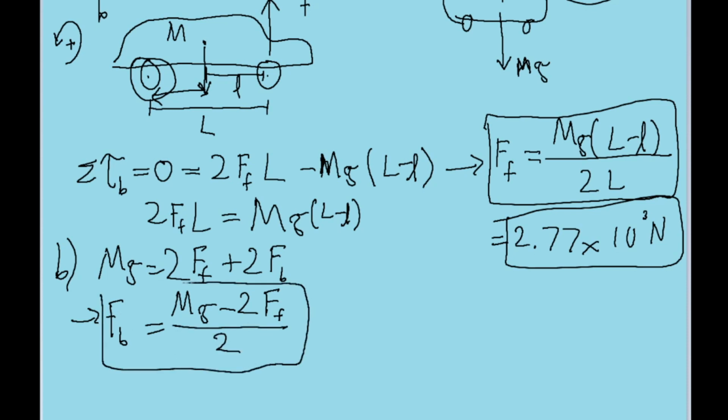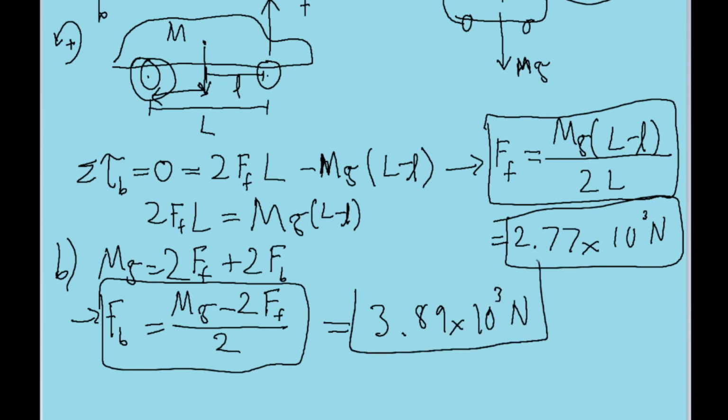And this is a much simpler formula, an easier formula we could use to find the force acting on the back set of wheels. And if we plug these values into our equation now, we'll find a force of about 3.89 times 10 to the power of 3 newtons. And that is our answer to part B, the force on the back wheels. And that is all for this problem.